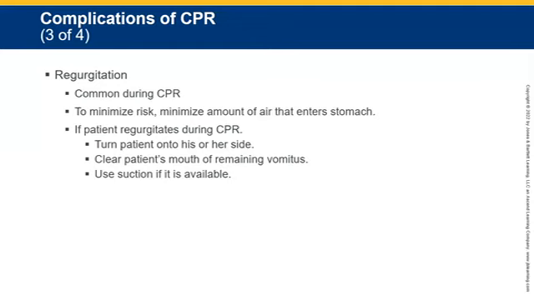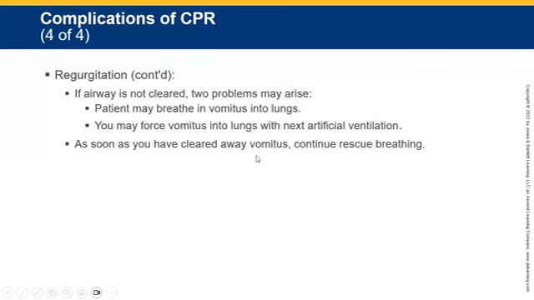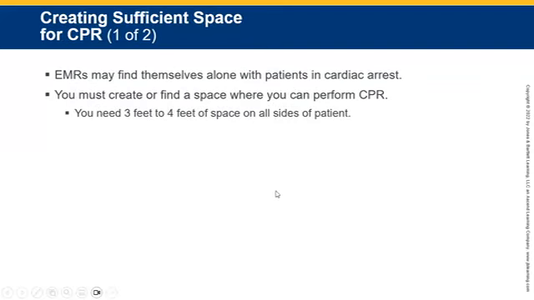Once the patient is finished vomiting, you would then clear the remaining vomit from the patient's mouth using a finger sweep. Okay, suction if there is suction available. We then return the patient onto his back, reassess the pulse, and then we would continue with CPR. It is important to make sure that everything is cleared out of the mouth of the patient before we continue doing the rescue breaths. Otherwise, we stand the chance of forcing vomit down into the lungs, and that would definitely not be a very good thing.